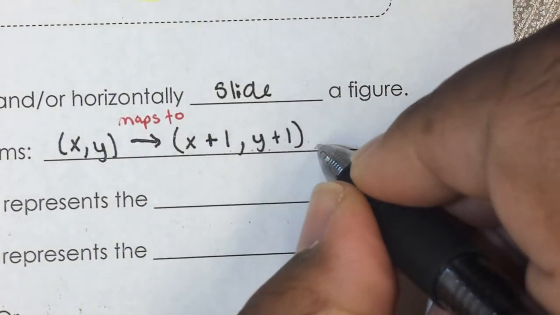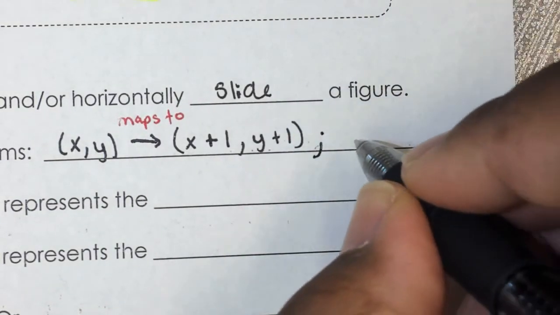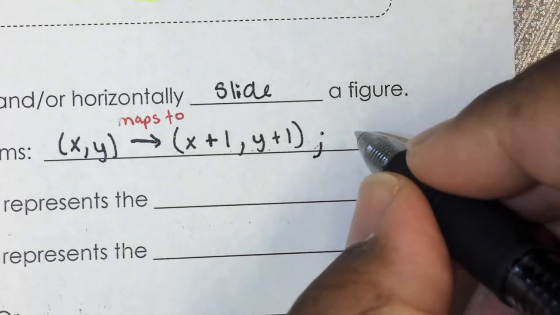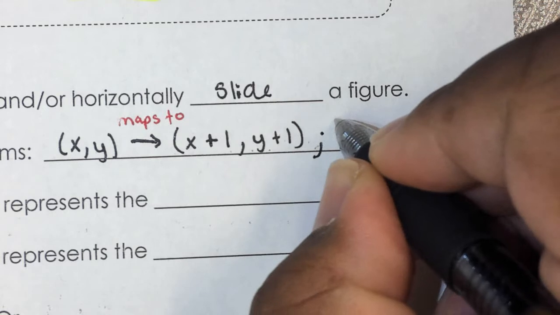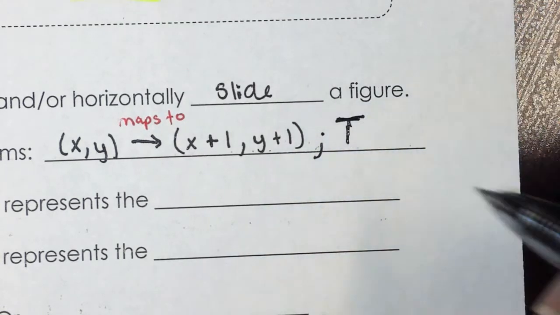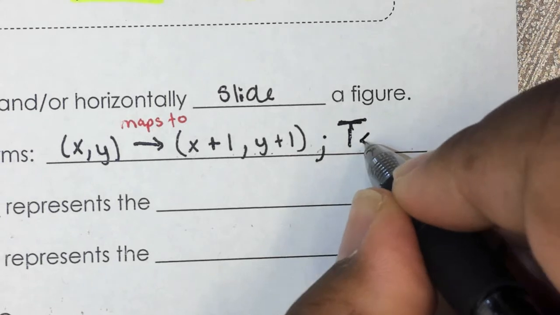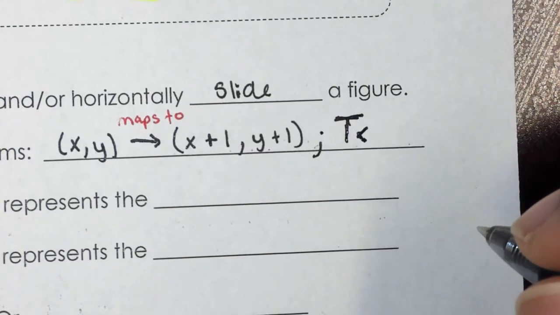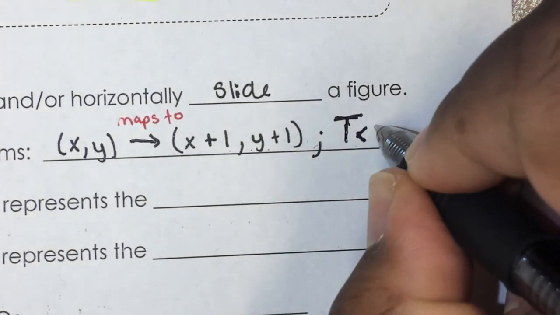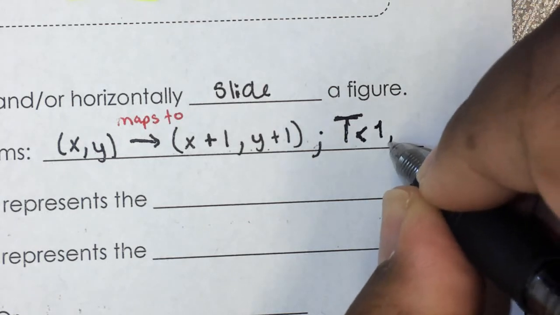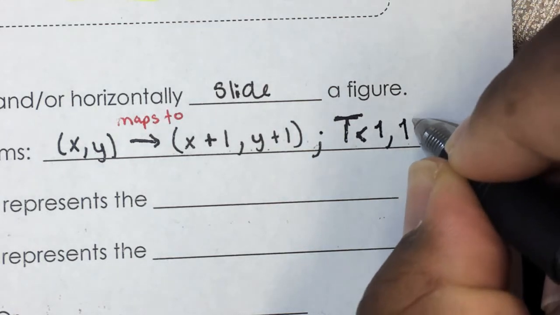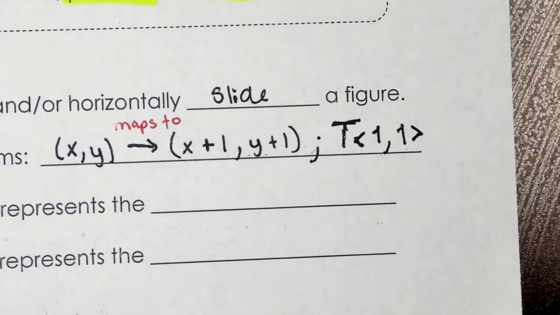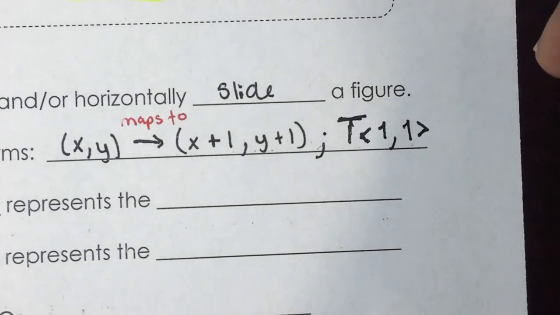Alright. Another way you'll see a translation rule written is in vector notation. This is where they'll just use a capital T, telling you that you're doing the translation. And then they'll put the coordinates inside, instead of parentheses, inside these little arrow brackets. And the same rule will be written as 1 comma 1, or it could be whatever you want to make it.